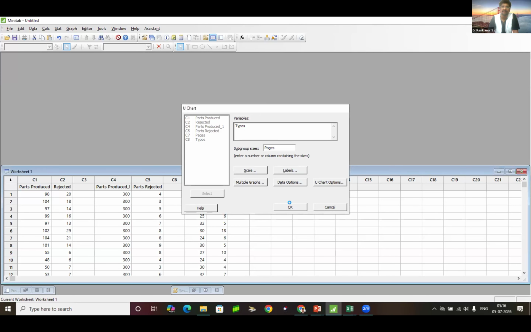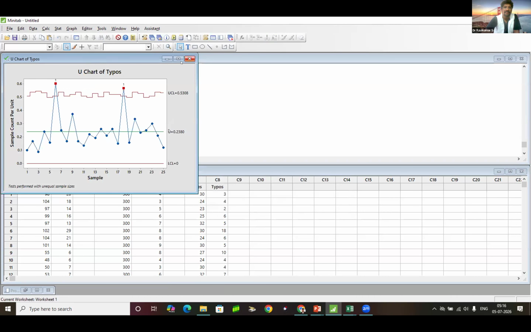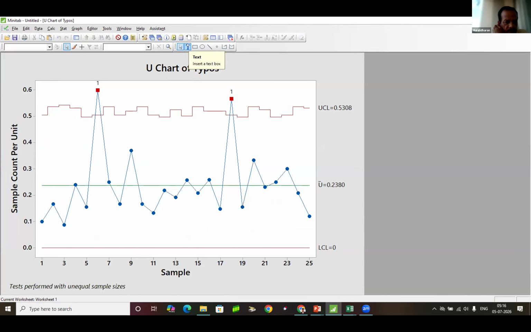Click on OK. Did you get a chart like this? If you have chosen the wrong data, you might not get it. Please ensure that you are pasting the number of pages and the typographical errors in columns C7 and C8. Then only it is easy for you to identify and choose the correct data. All of you have done this? Any questions, doubts? Anybody want me to repeat it?